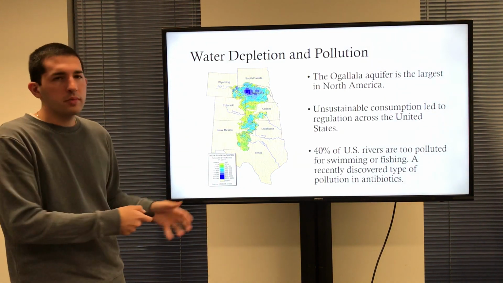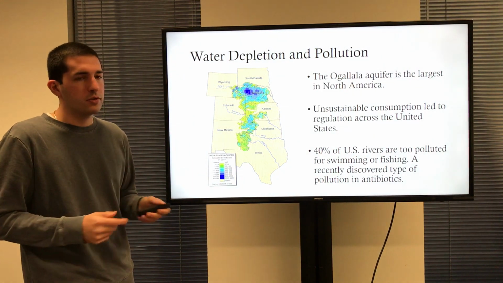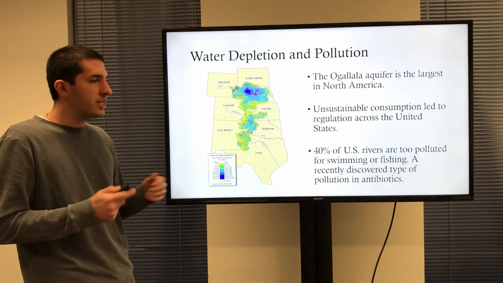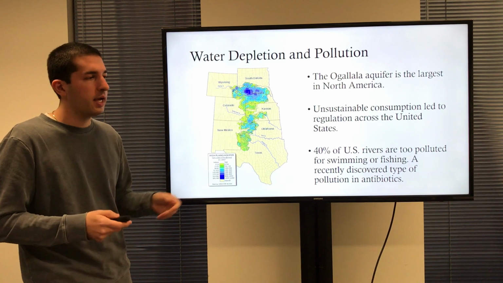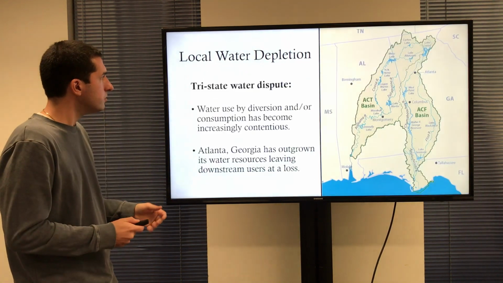And lastly, on the pollution side, 40% of U.S. rivers are not safe for recreation in the sense of swimming or fishing. A more recently discovered pollutant is antibiotics, which is getting into the fish supply and making things a bit dangerous for human consumption.